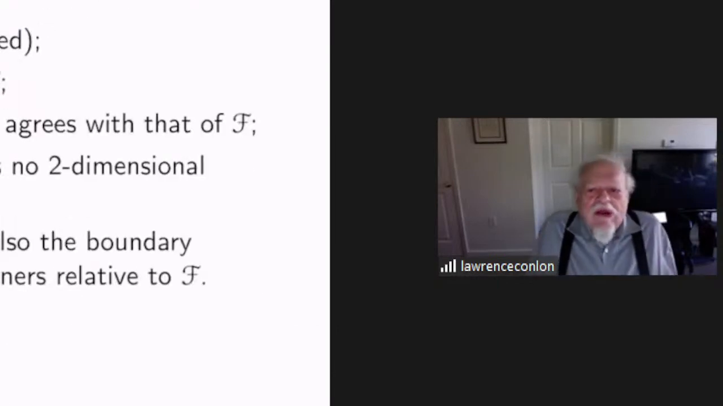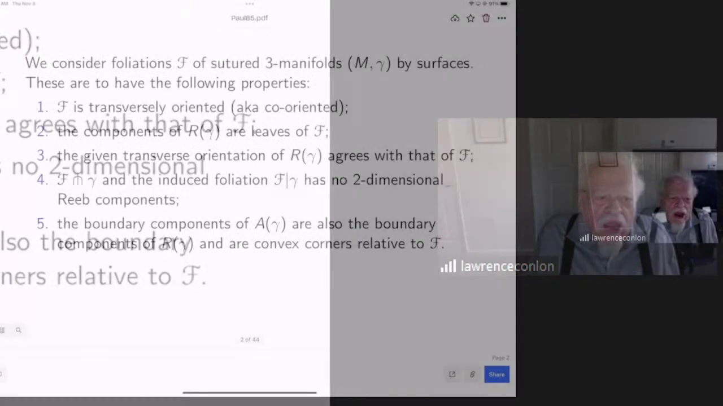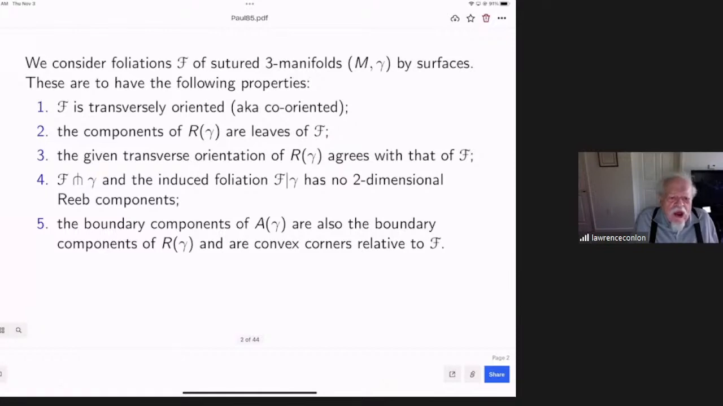Now, without any further reference, I'm going to demand certain properties of foliations of sutured three manifolds. So remember, gamma is a subset of the boundary of M and is a disjoint union of annuli and tori. And the foliations are to have these properties: transversely oriented, or as the three manifold people say, co-oriented. The components of R of gamma are leaves.